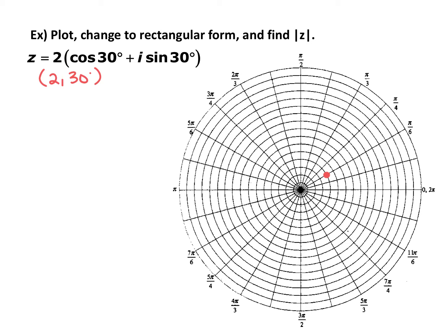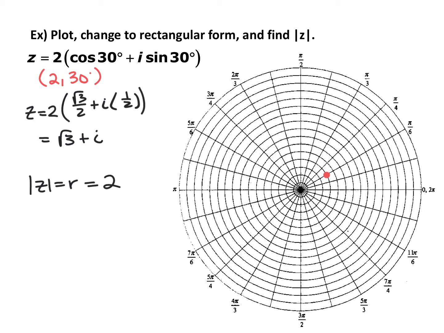So if I want this, I'm going to rewrite this just as the coordinate point 2, 30 degrees, and then I'm going to graph that. 30 degrees is the same thing as pi over 6, and I went out a radius of 2 with each ring being 0.5. So now if you haven't already done so, we have this written in polar form. Just convert this point into rectangular form.